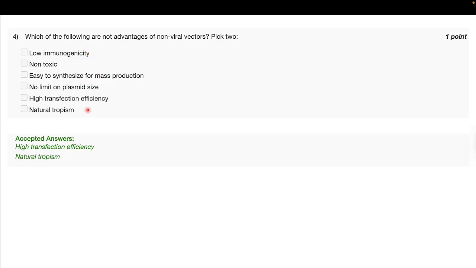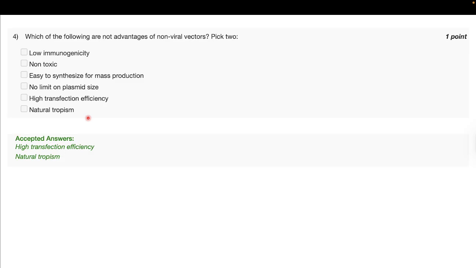So the correct answer was high transfection efficiency and natural tropism, because these are advantages of the viral vectors. Your non-viral vectors will not have high transfection efficiency since they are synthetic in nature. They also don't have natural tropism. We cannot infect multiple cells with this. So that's why this is the correct answer.